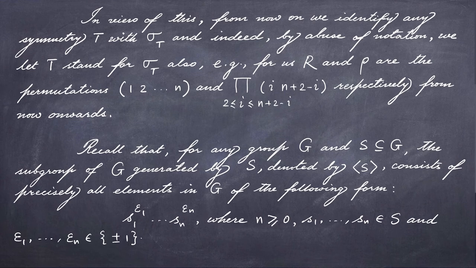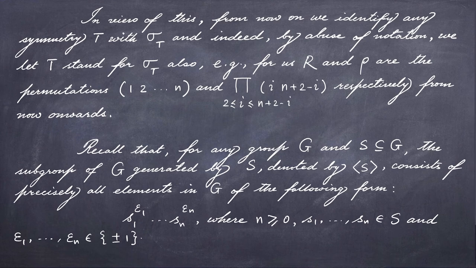Here let us recall the notion of a subgroup of a group generated by a given subset S. For any group G and subset S, the subgroup of G generated by S, denoted by this notation, consists of precisely all elements in G of the following form. What's the meaning of this? Given a set S, we want to define the subgroup generated by that set. Before getting into the general definition, let's look at a very simple case. Let's say the set is a singleton, an element A. Then what is the subgroup generated by the singleton, or equivalently by the element A? That is nothing but all integral powers of A, namely the cyclic subgroup generated by A.